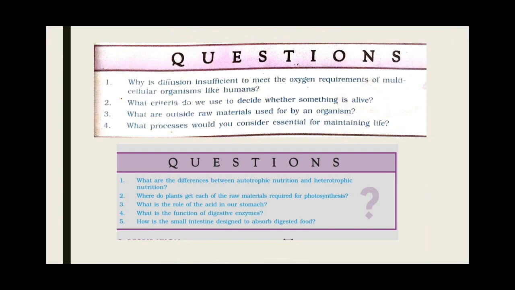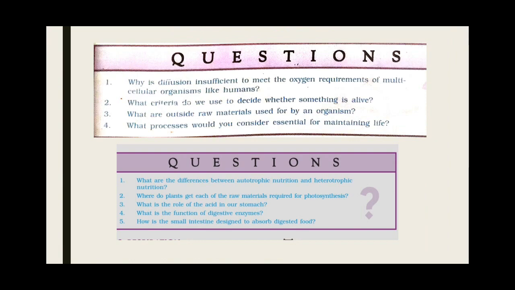Diffusion is insufficient to meet the oxygen requirement of multicellular organisms like humans, because if diffusion had to move oxygen in the human body, it would take long years, approximately 3 years, to carry a molecule of oxygen from a lung to a toe. Hence we can say diffusion is insufficient to deliver oxygen. Moreover, in multicellular organisms only the cells in the surface layer are in direct contact with the surroundings, but the other cells and internal organs are not. That's why diffusion alone is insufficient.